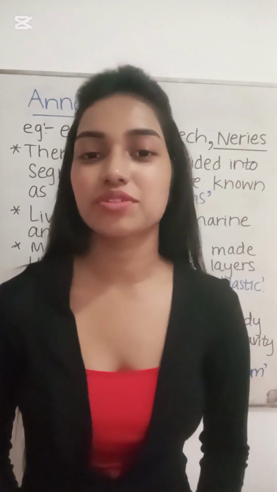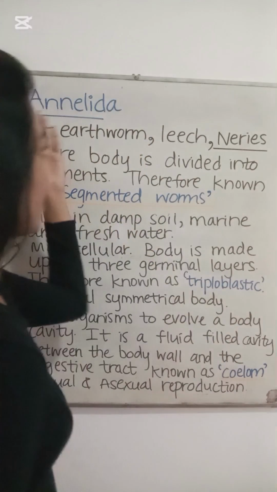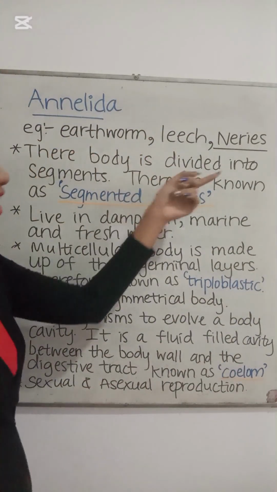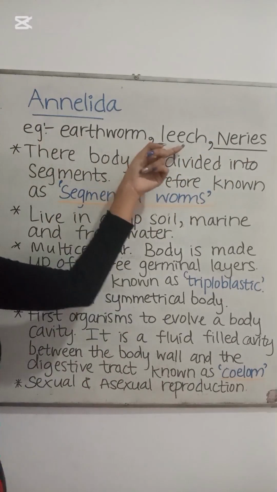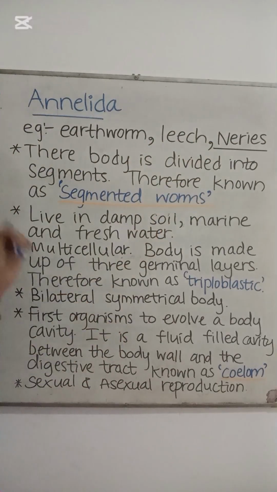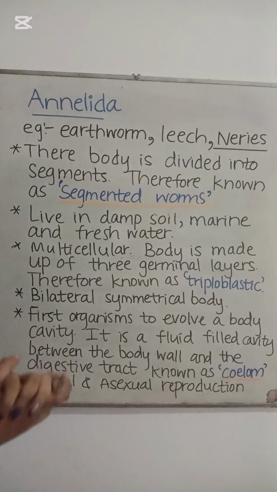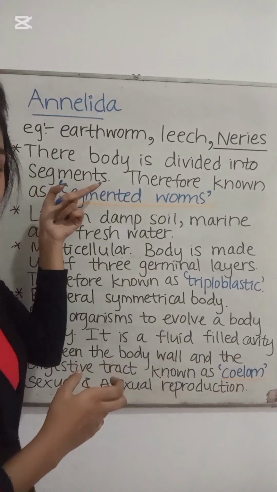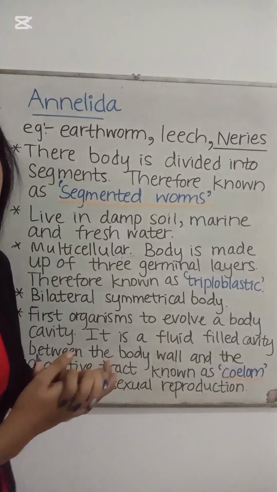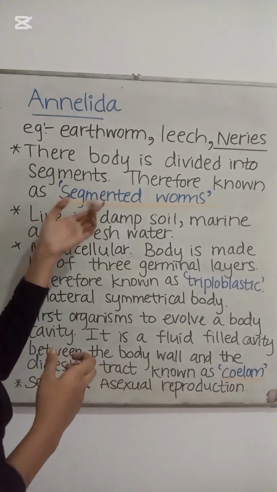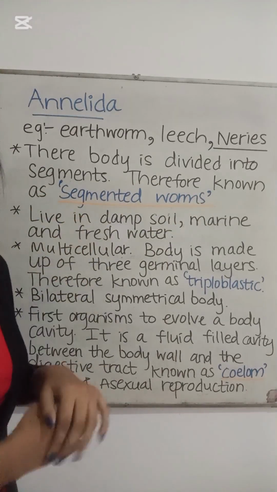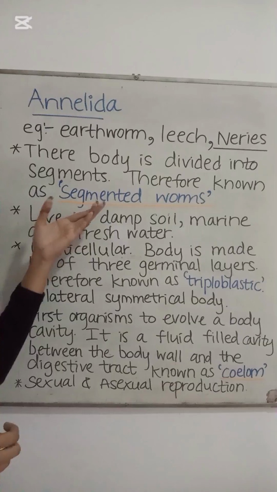Now we are going to talk about the phylum Annelida. Examples are given: earthworm, leech, and nereis. There is a unique feature of this phylum, that is, their body is divided into segments. In annelids, their body is divided into segments. Therefore, they are known as segmented worms.